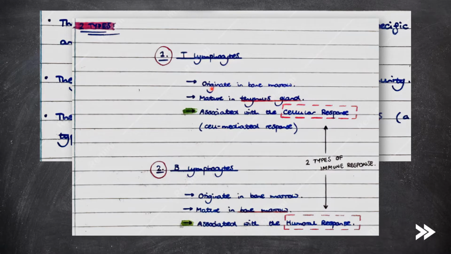The T lymphocytes mature in the thymus gland, hence the name T, and B lymphocytes mature in the bone marrow, hence the name B. T lymphocytes are associated with the cellular response, also known as the cell-mediated response, and B lymphocytes are associated with the humoral response.